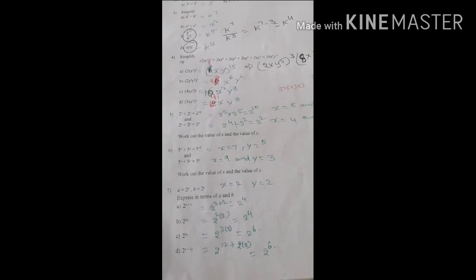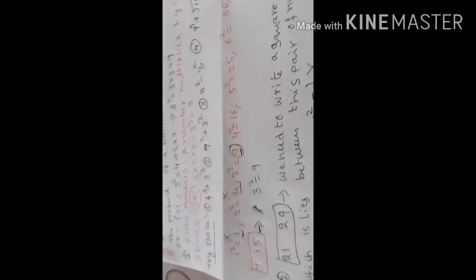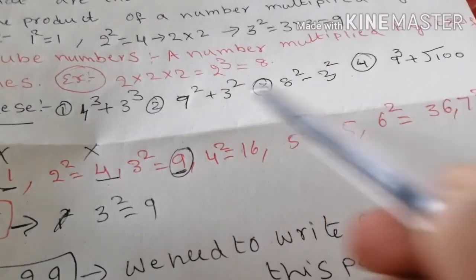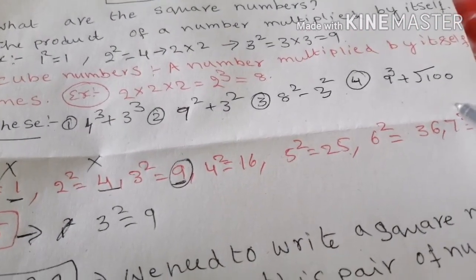I will see you soon with another video. If you understand this video, why don't you try these questions? 4 cubed plus 3 cubed, 9 squared plus 3 squared, 8 squared minus 3 squared, 9 cubed plus root 100.